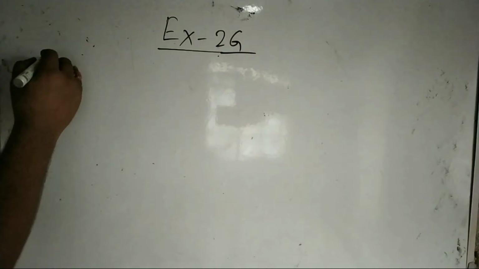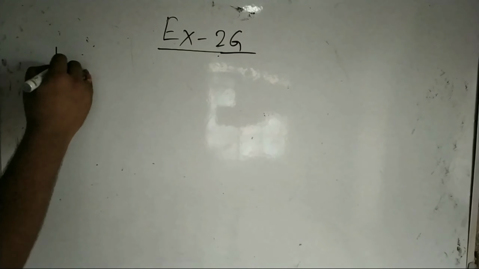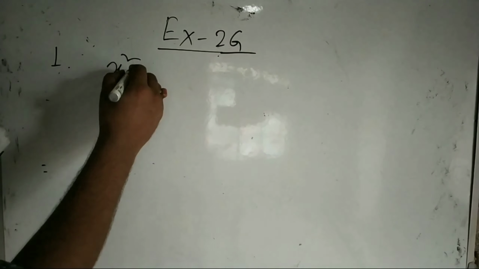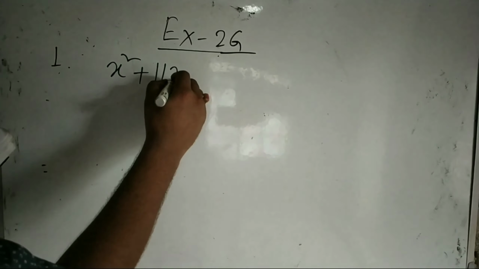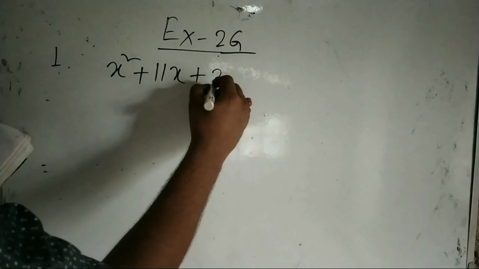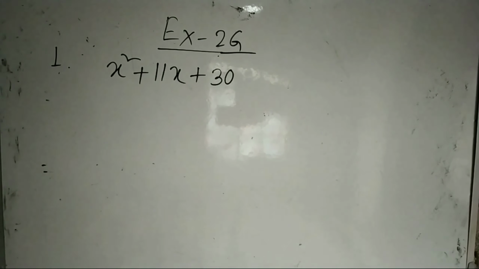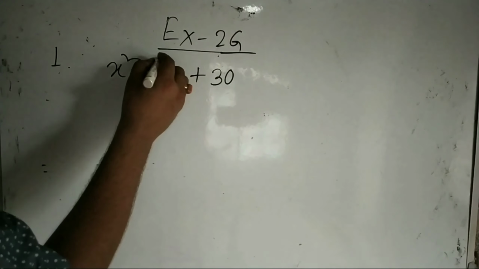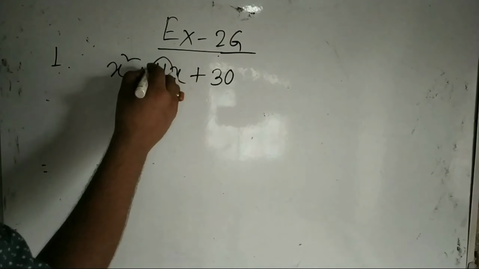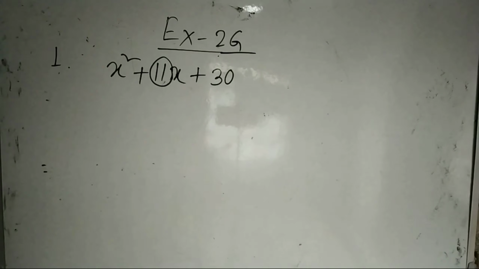Next is exercise 2G in my book. Question number 1 is x square plus 11x plus 30. These types of factorizations are called middle term breaking. The coefficient of the middle term is 11. x square plus 11x plus 30.